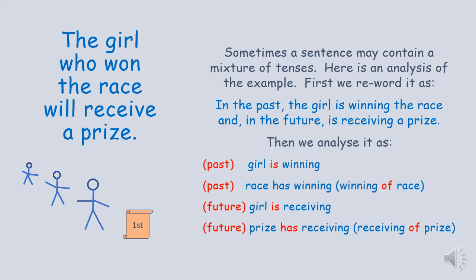And we can then analyse this as, in the past, girl is winning. In the past, race has winning, which is also expressible as winning of race. In the future, girl is receiving. In the future, prize has receiving, also expressible as receiving of prize.